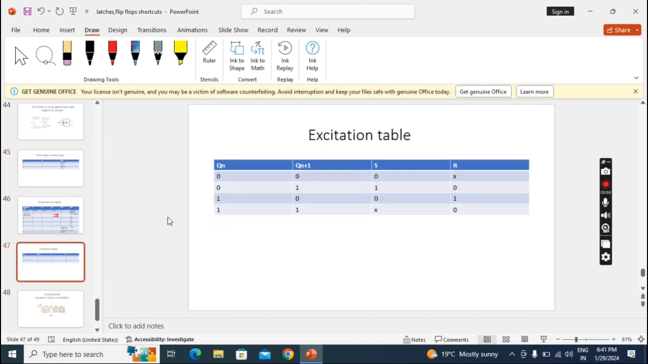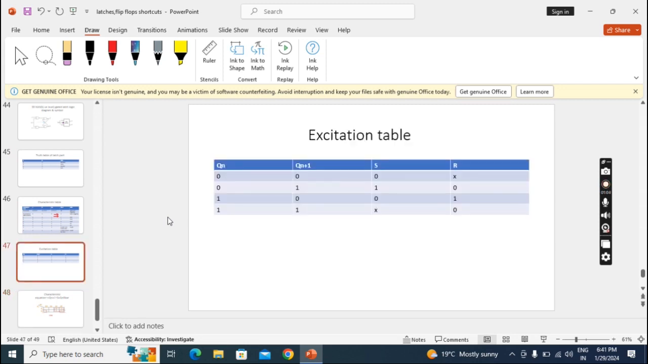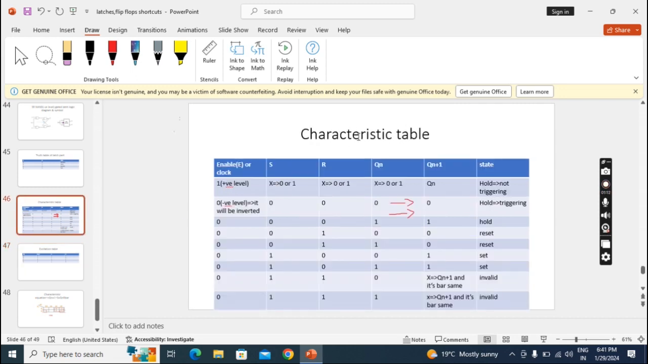This is the characteristic table. Next the excitation table, then the characteristic equation. This characteristic equation and this excitation table will become the same as the positive level only. No difference. Only in the characteristic table can we see the difference, in the clock part. Remaining everything is the same. No difference.